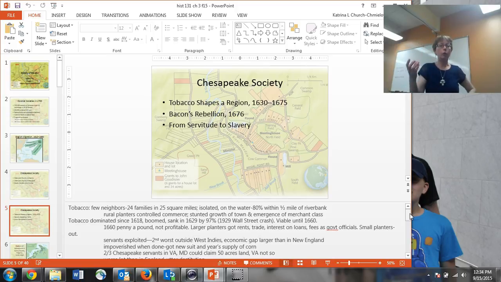So if you had 25 square miles, you might have 24 families. Most of them were isolated, but on the water, 80% were within 1/2 mile of some sort of riverbank, okay? And why is that? Amanda, any ideas?